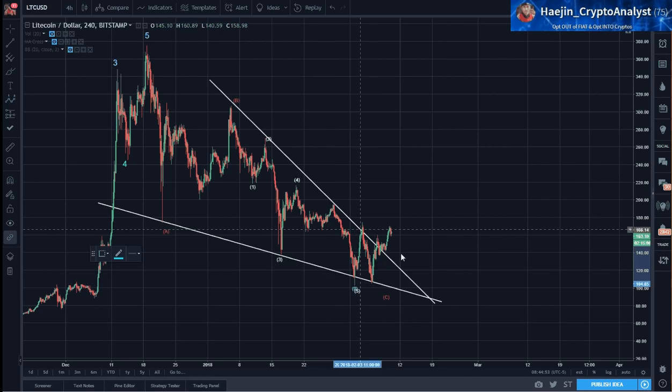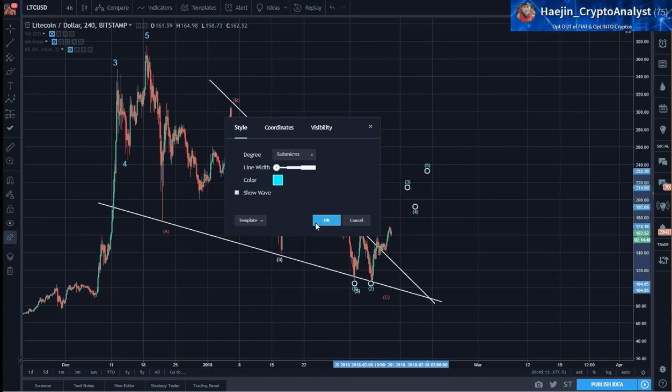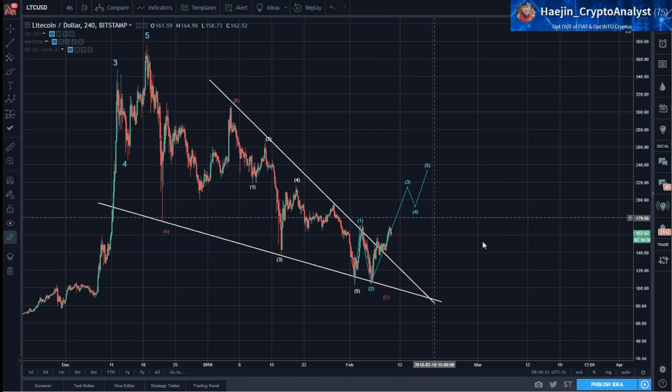So 1, 2, 1, 2, 3, 4, 5. 3 will probably be likely up here. Retrace 5. So if this is a genuine breakout, we need to see an impulse completion similar to this.